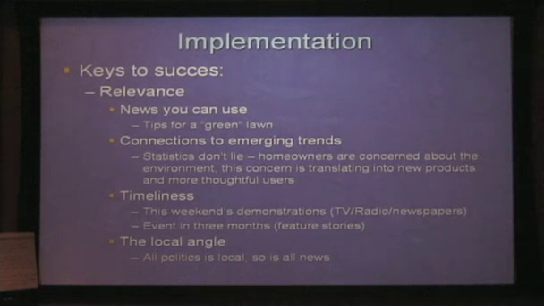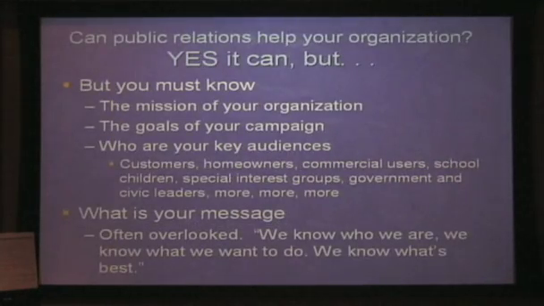And then the local angle is really critical. Again, let's talk about the Wall Street Journal story. If there was a way to localize that story, these are some things you can do if you're interested in organic gardening, go to a local paper if you know a local source that's providing that kind of information, or if you're the expert and you're local, it's a local story. Because as all politics is local, so is all news.